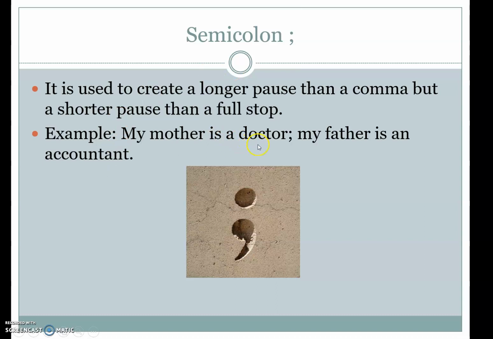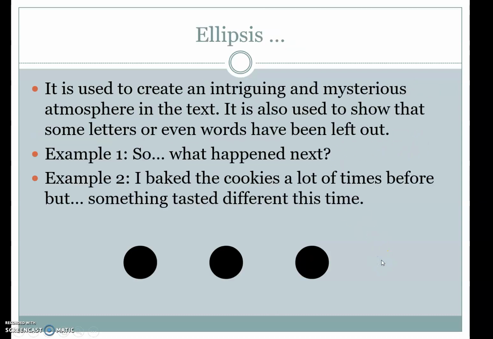An example: my mother is a doctor; my father is an accountant. Okay, so it's just a little bit longer than a comma, and shorter than a full stop. So it's also to create a pause. Moving on to the ellipsis.